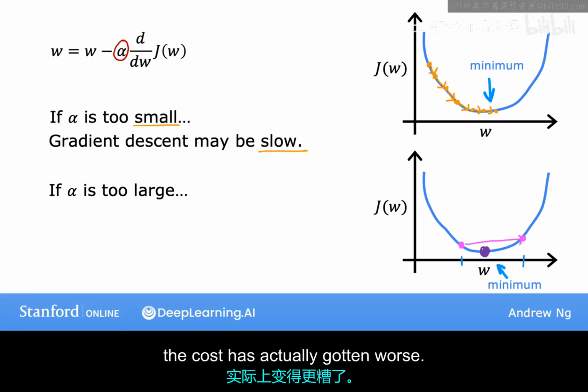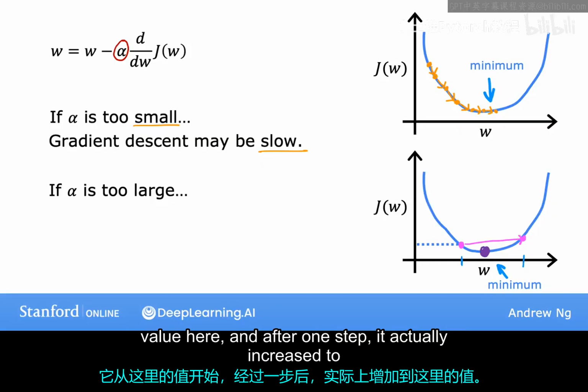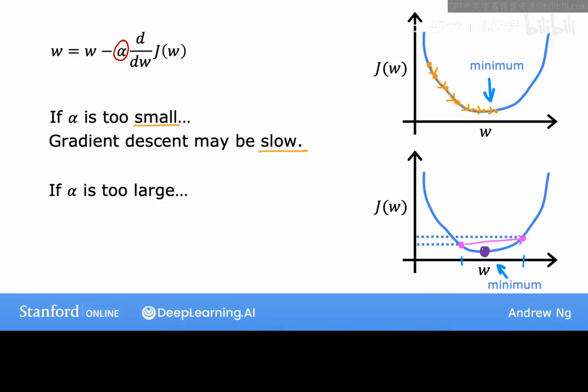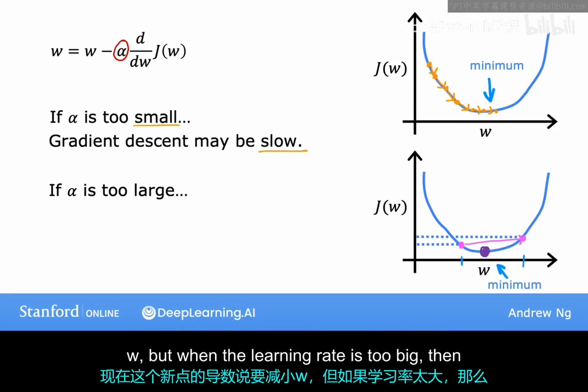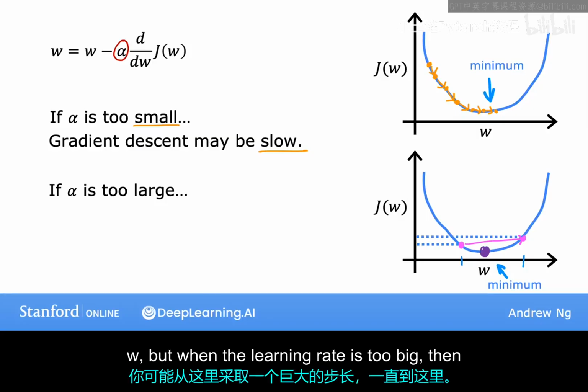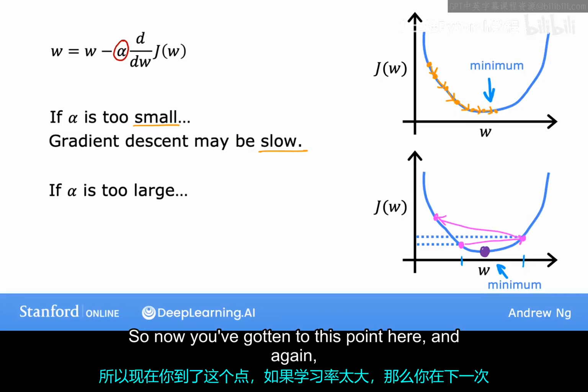And now the cost has actually gotten worse. It has increased because it has started out at this value here, and after one step, it actually increased to this value here. Now, the derivative at this new point says to decrease W. But when the learning rate is too big, then you may take a huge step going from here all the way out here. So now you've gotten to this point here.